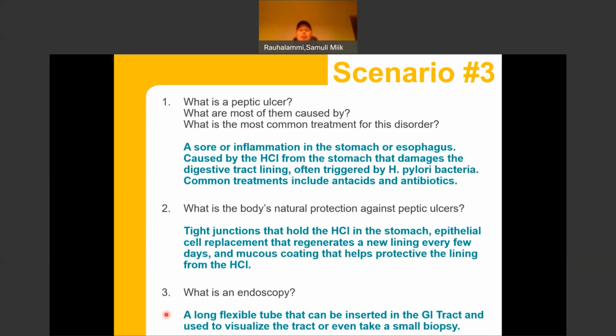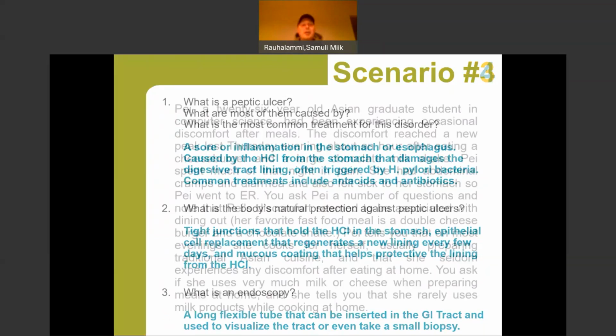We can even use it to acquire small tissue samples if needed for further analysis. So that was our third case scenario, and we're ready to look at the fourth and final case scenario, which is a little different.